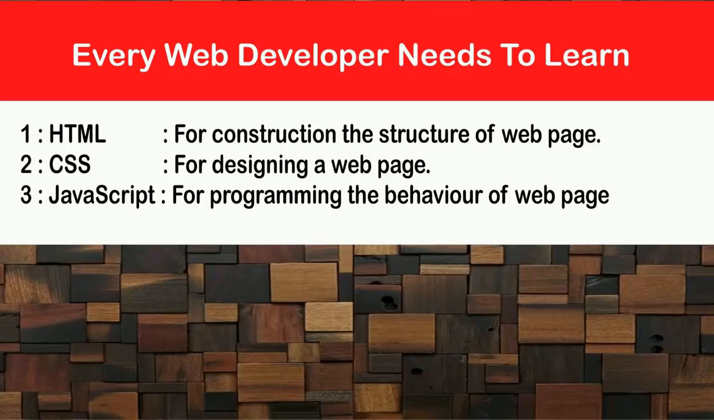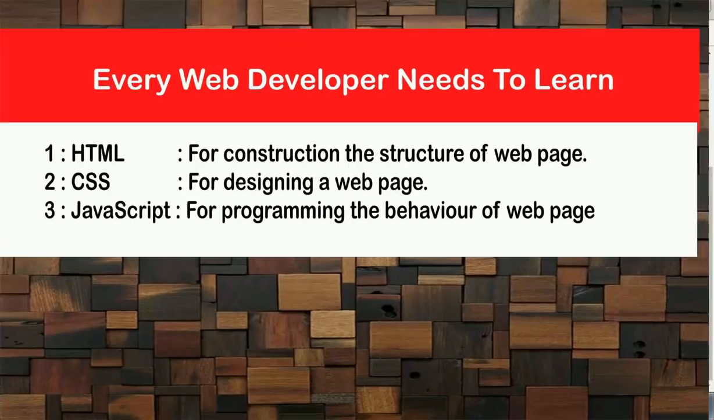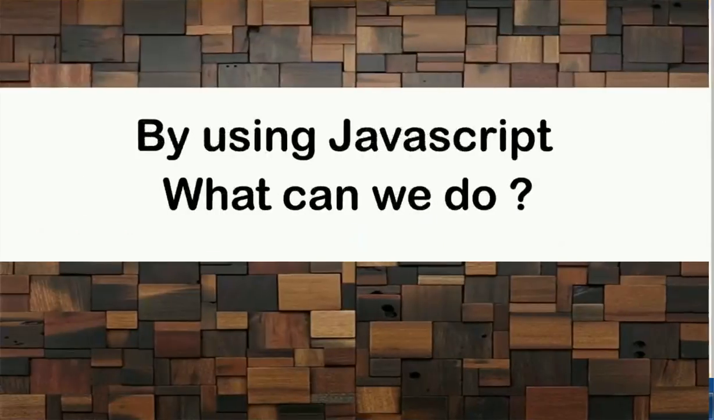HTML is used for constructing the structure of a web page, CSS is used for designing a web page, and JavaScript is used for programming the behavior of a web page. So finally, we can say that JavaScript is used for making a web page interactive. Now let us see what can we do by using JavaScript.